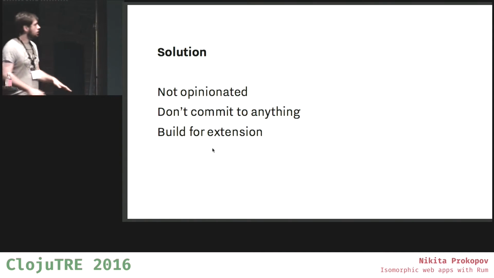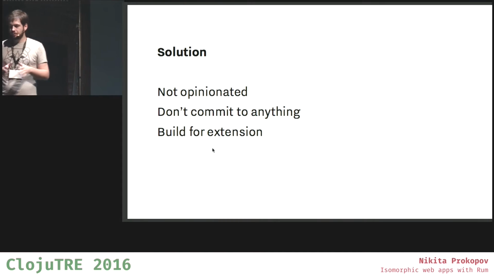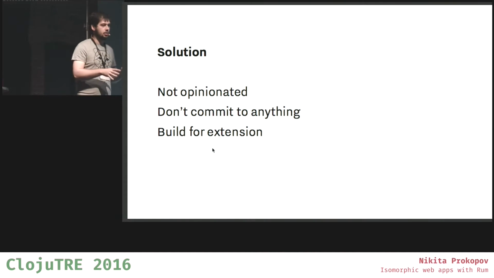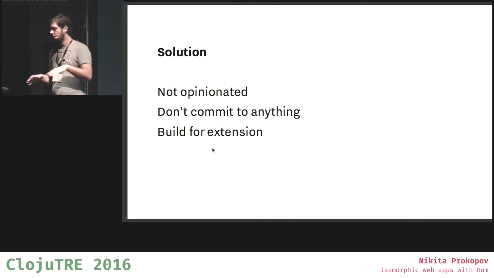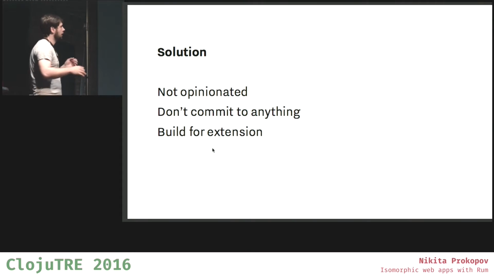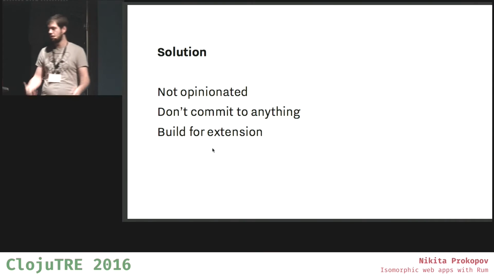Okay, so the solution to that is to write a framework that isn't opinionated and doesn't commit to anything. What it does instead is it is built for extension. So whatever you think works better for you, you can take that model for that part of your application and use it, or you can write your own model and use that as well.